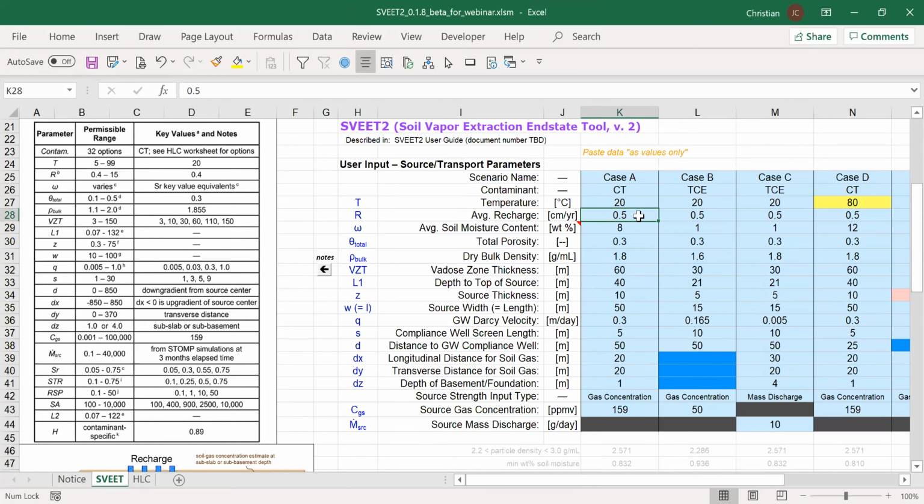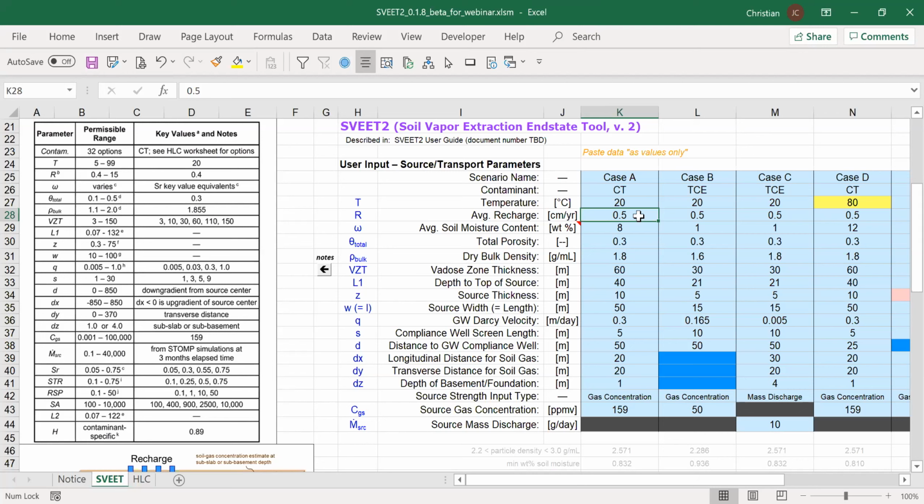When we were doing the initial survey of various DoD sites, I think 80-some, 90-some percent of the sites fell within the ranges of SVEET. Recharge was one where sometimes the sites would go above that upper bound, making it not really applicable. But for the most part, the recharge bounds given in this model update are sufficient for most sites.